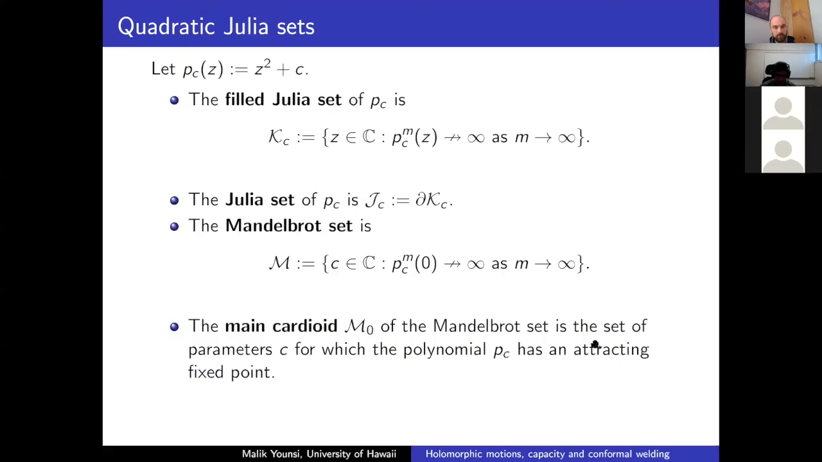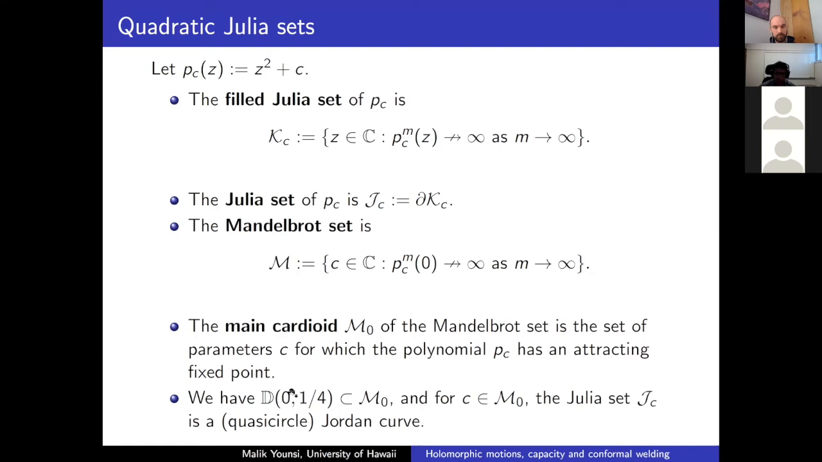There it is. So like I said, the disk centered at the origin of radius 1/4 is contained in the main cardioid of the Mandelbrot set. And if you look at a parameter in the main cardioid, then the corresponding Julia set is a Jordan curve. Okay. So now what I would like to do is look at the conformal weldings of these Jordan curve Julia sets.